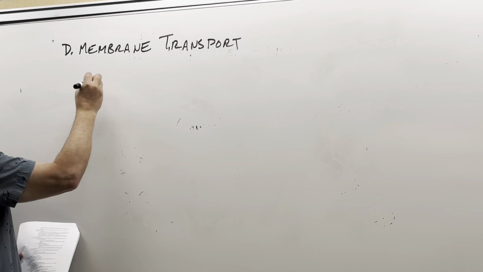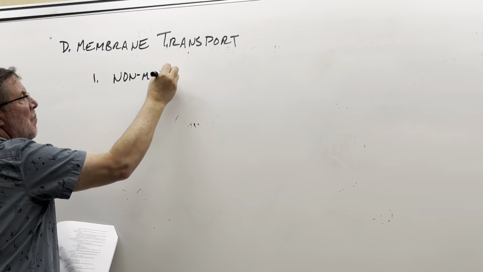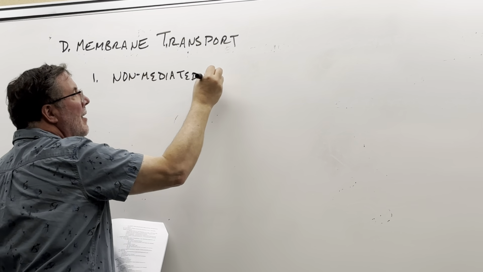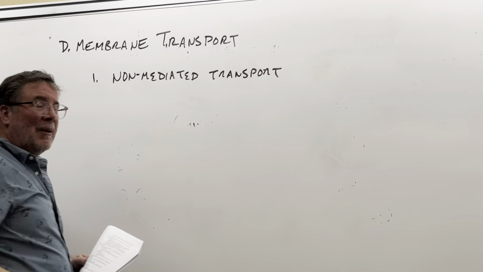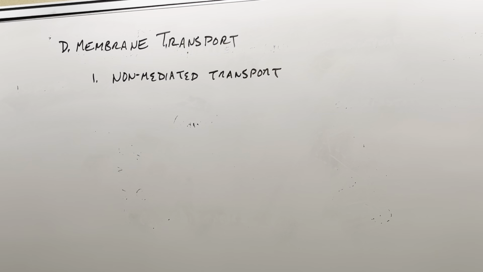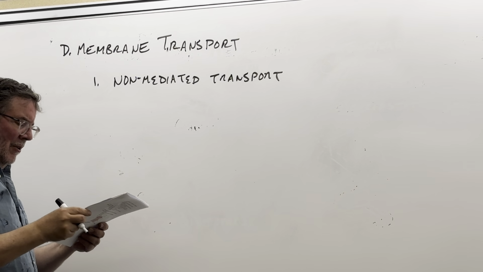So first of all, there's non-mediated transport. What do I mean by that? I mean, if there's some stuff that can get across the membrane without any help from any enzymes or anything like that. So what are some of the things that can get across the membrane?